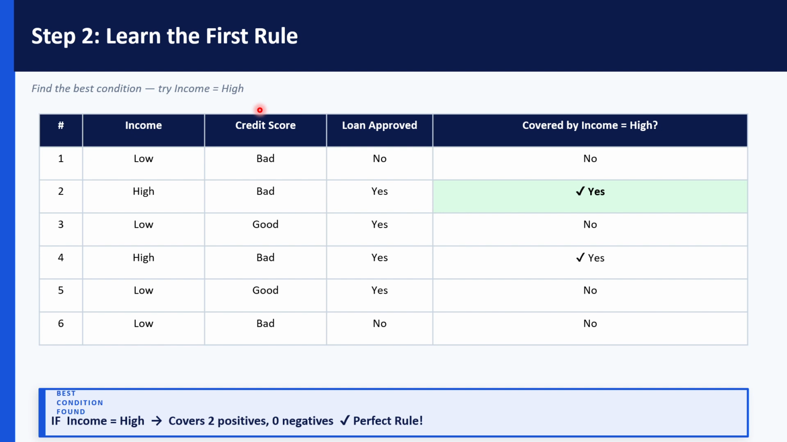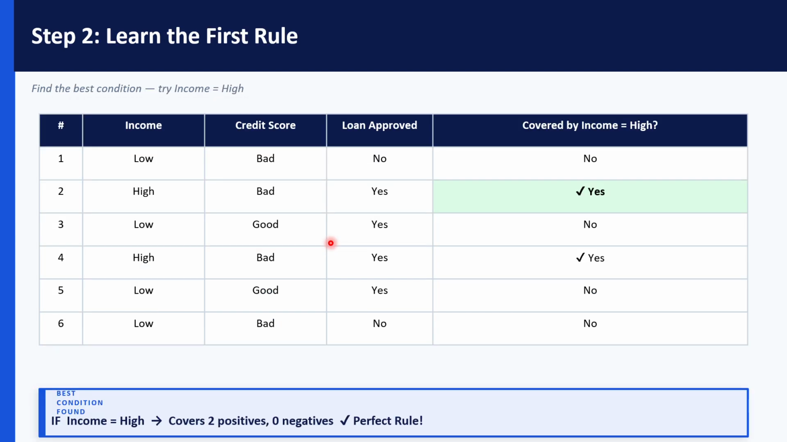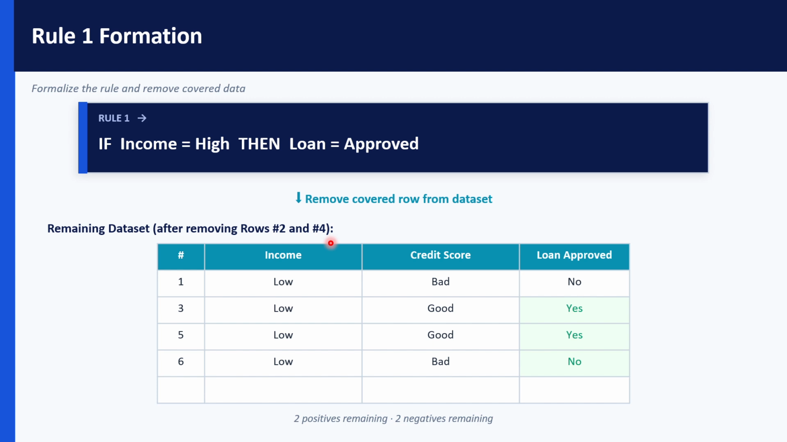If we observe the data set, we will find that if we simply take income is equal to high, then it covers two tuples where the loan is approved. So this is the best condition found: if income is equal to high, it covers only two positives, there is no negative. So this is a perfect rule. We'll take this as rule number one: if income is equal to high, the loan is approved. And as already said, we will remove the tuples which are covered by this rule, that is 2 and 4. We are left with these tuples.